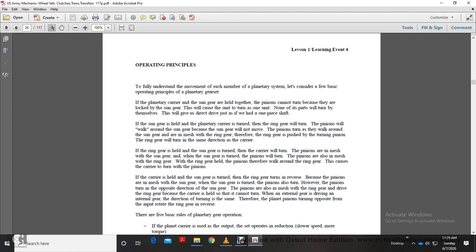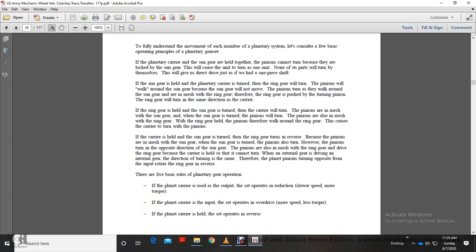If the sun gear is held and the planetary carrier is turned, then the ring gear will turn, but the pinions will walk around the sun gear because the sun gear will not move. The pinions turning have to walk around the sun gear while meshed with the ring gear, therefore the ring gear is pushed. By turning the pinions, the ring gear will turn in the same direction as the carrier.